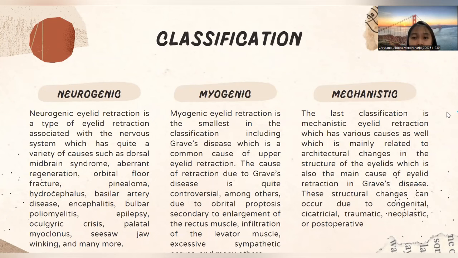Now I'm going to explain about the last classification of eyelid retraction. The last classification is mechanistic eyelid retraction, which has various causes as well, mainly related to architectural change in the structure of the eyelids, which is also the main cause of eyelid retraction in Graves' disease. The structural change can occur due to congenital, cicatricial, traumatic, neoplastic, or postoperative causes.